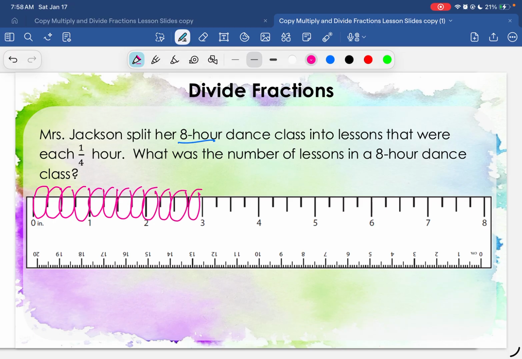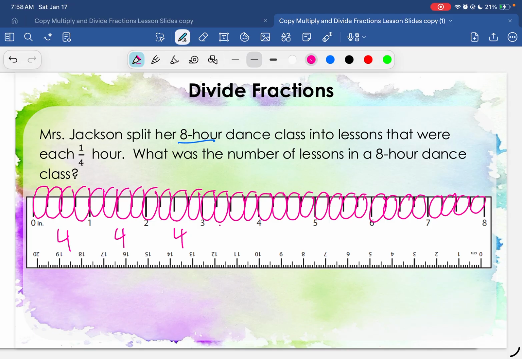I won't do a lot of videos on this one because I feel like you just need to understand if it's dividing a whole number by a fraction, it's asking you how many times that unit fraction can fit into the wholes. So in this case, you have 4 here, 4 here, 4 here. If you were to go 1, 2, 3, 4, 5 all the way, you would end up with 32.